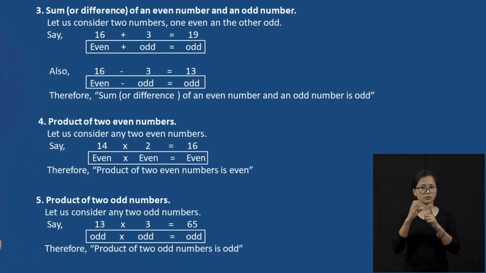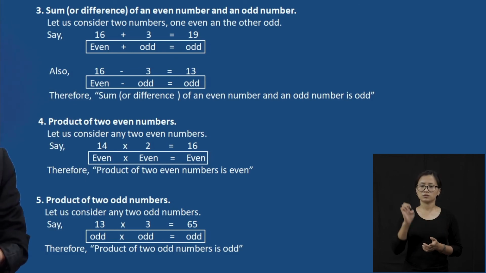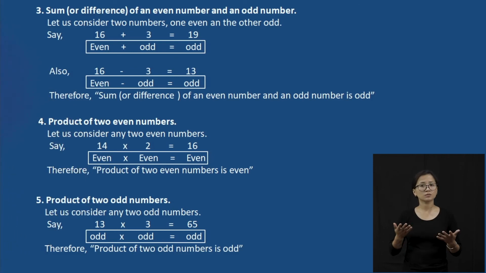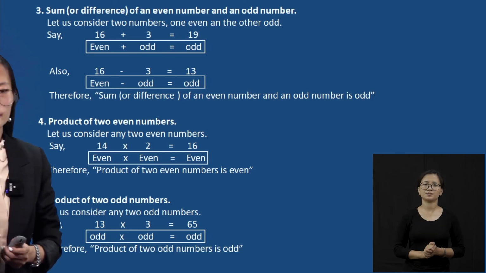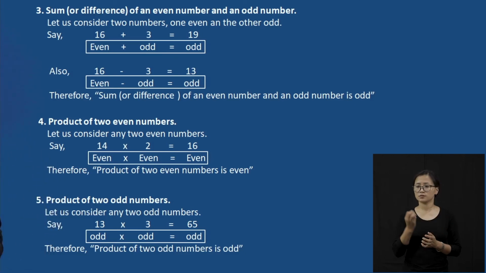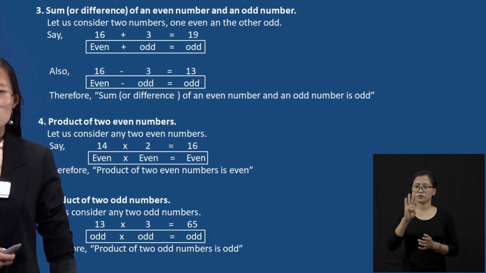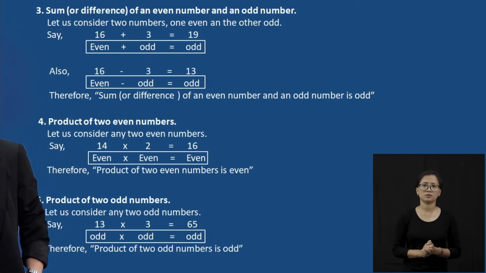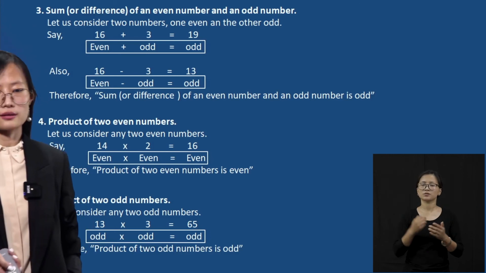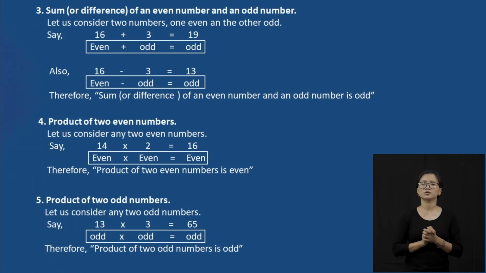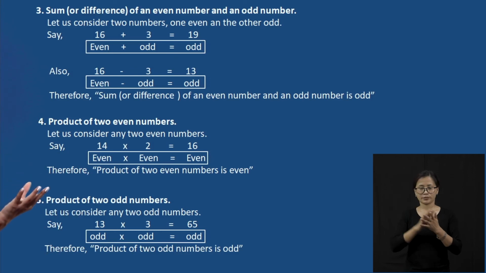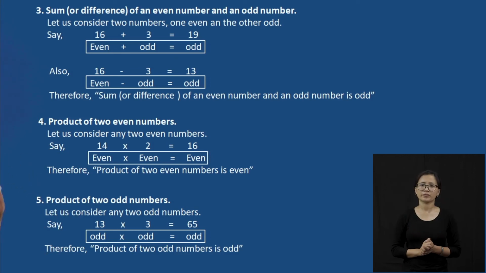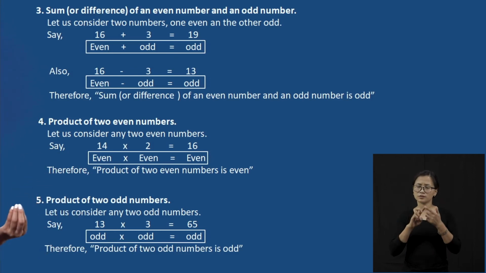Now let's talk about the product of two even numbers. Product means multiplication. So let's take again two even numbers. I picked again 14 and 2. Here 14 times 2 is 28. So even times even is even. If you multiply any even number with another even number, it will always be even.